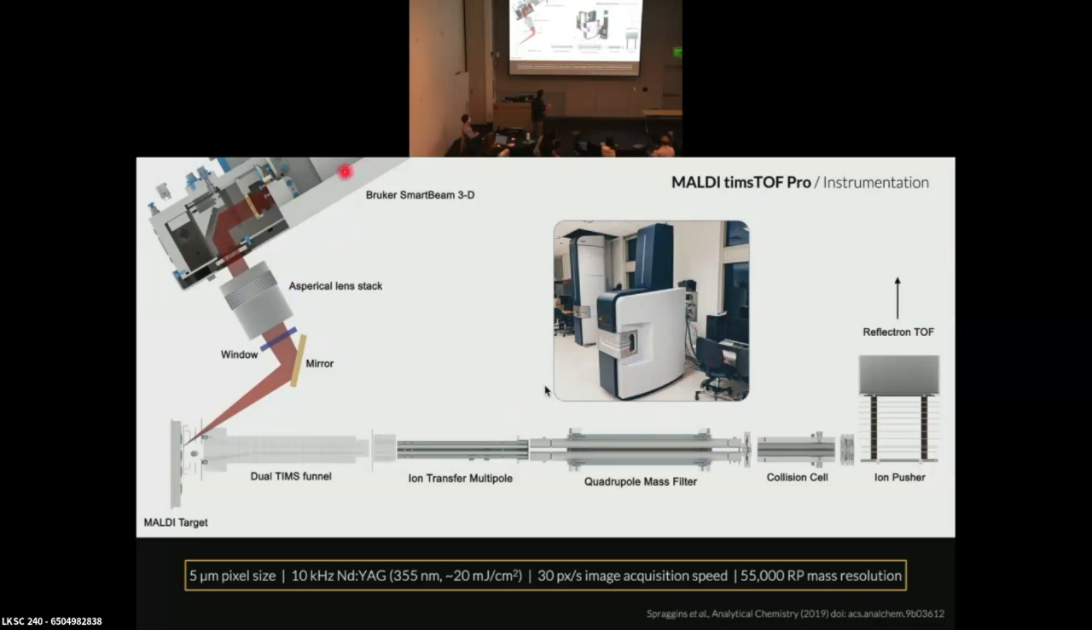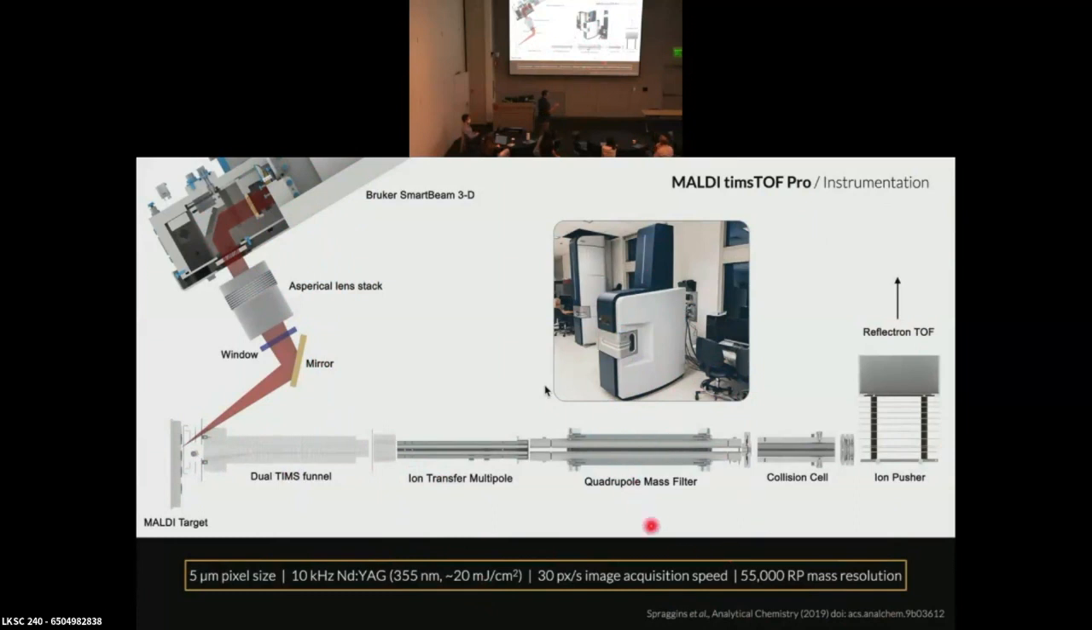And effectively what we have is the laser system. This is a neodymium YAG laser. It's a 10 kilohertz laser. We fire the laser and focus it onto the surface. The ions then pass through this funnel, which does exactly what it sounds like. It funnels the ions into the mass spectrometer. We can do some cool things up front here. We can separate ions based on their gas phase characteristics, but I'm not going to talk about that today. They pass through a set of multipoles.